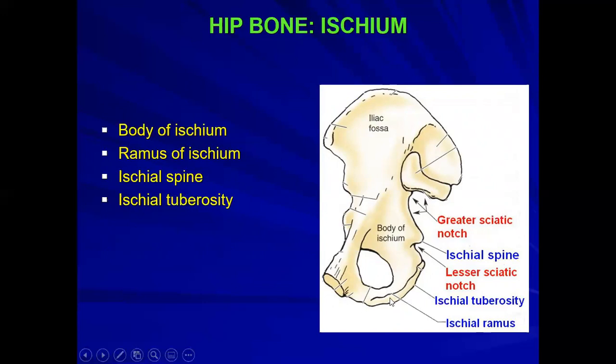And then we have the ischial tuberosity. This is the ischial tuberosity. And this is the ischial ramus. This is the ischial tuberosity.